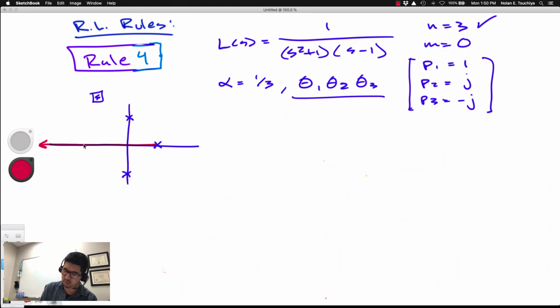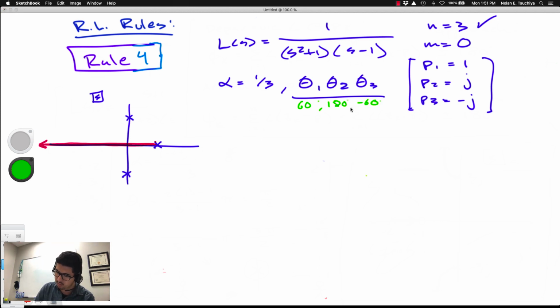in accordance with Rule 2, which says that basically all this part of the real axis needs to be part of the root locus, because at any point to the left of this pole at positive 1, I am always to the left of an odd number of poles and zeros, whether it's 1 or 3. Okay. Question is, I've got an alpha at 1/3. My asymptotes turn out to be 60, 180, and negative 60.